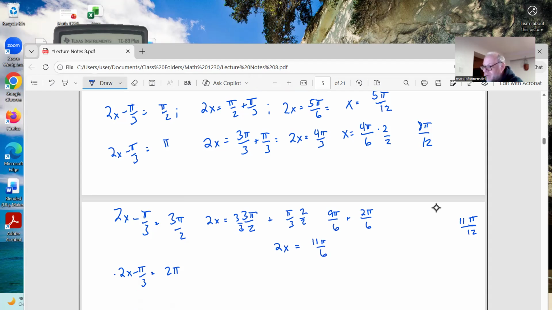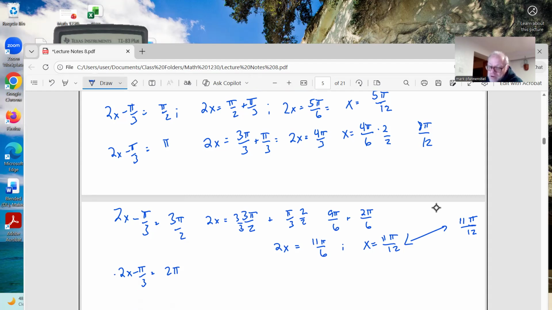Divide both sides by 2, and we get x equals, what do you know? It's 11 pi over 12. I guess my pattern was correct. Okay, but you can do it either way. You can either form a pattern and kind of, I'll say, guess the next term because it's always going to be that pattern. Or you could just solve the 5 different equations you have here.